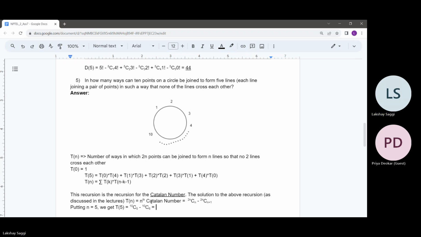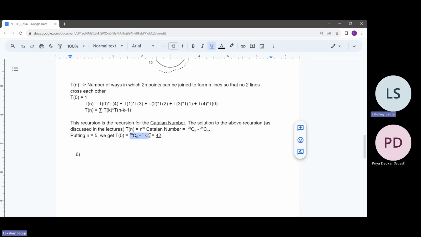987 divided by 12, and it will be something like 927 divided by 3, which is 327. So it will be 42. So this will be the answer. You can verify it yourself also: 10 choose 5 minus 10 choose 6 will equal 42. I just did this orally. So yeah, 42 is the correct answer.